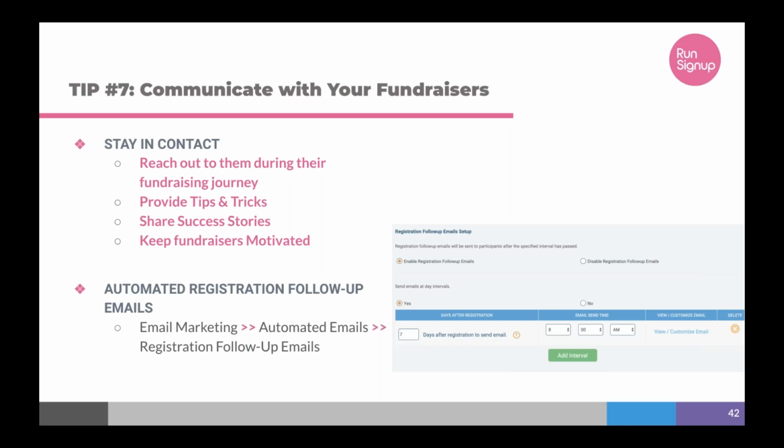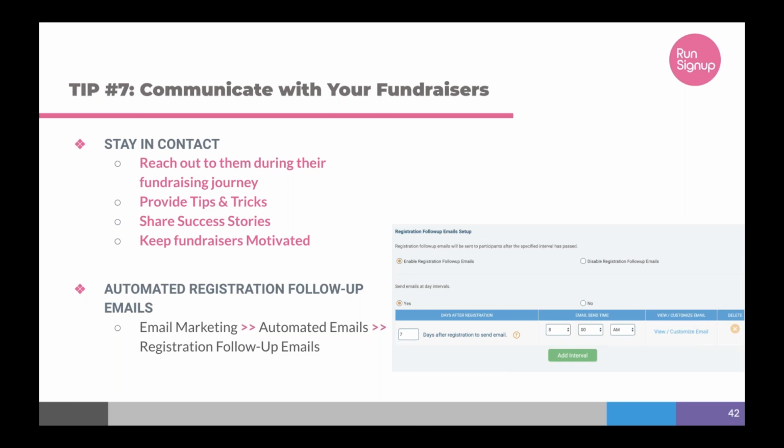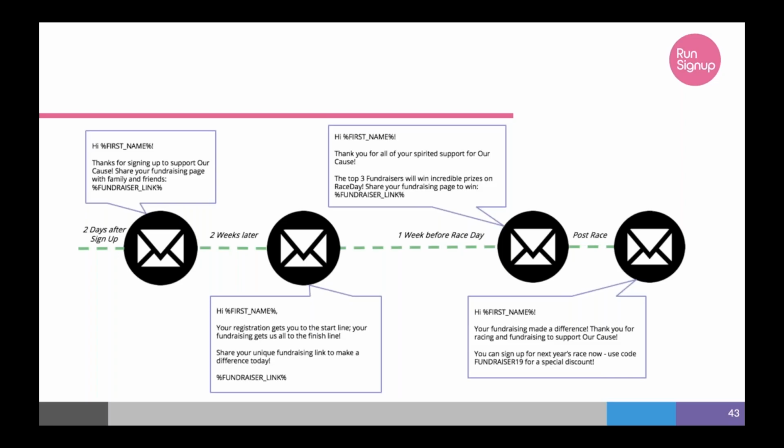Another recommendation is to continue to communicate with your fundraisers throughout the fundraising journey. One of the really powerful ways you can do this is by setting up automated registration follow-up emails. These can be set up through email marketing, and in follow-up content that we give you, you'll have links to more specific how-to guides and step-by-step guides on how to set this up. But basically, this is like setting up a drip campaign. And you'll see here is a little timeline example of the type of content that you can include.